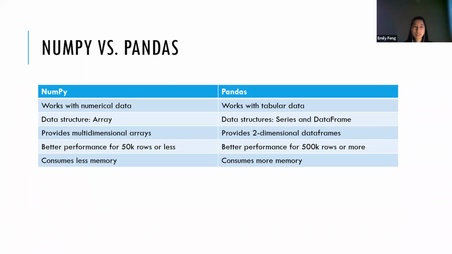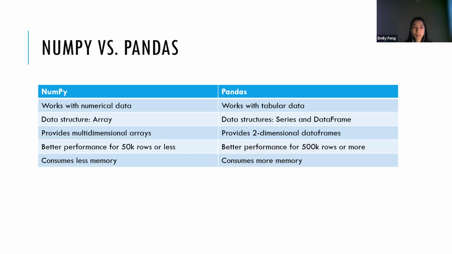Okay, and just wrapping up here. NumPy versus Pandas, they're similar, but they have their use cases. So NumPy works with numerical data, Pandas works more with tabular data, and NumPy has an array structure, but Pandas has the series and data frame structure. NumPy provides multi-dimensional arrays, and Pandas just provides the two-dimensional data frames.